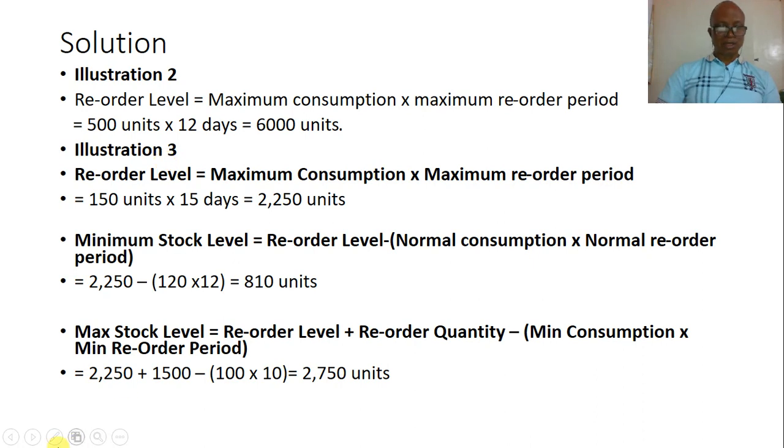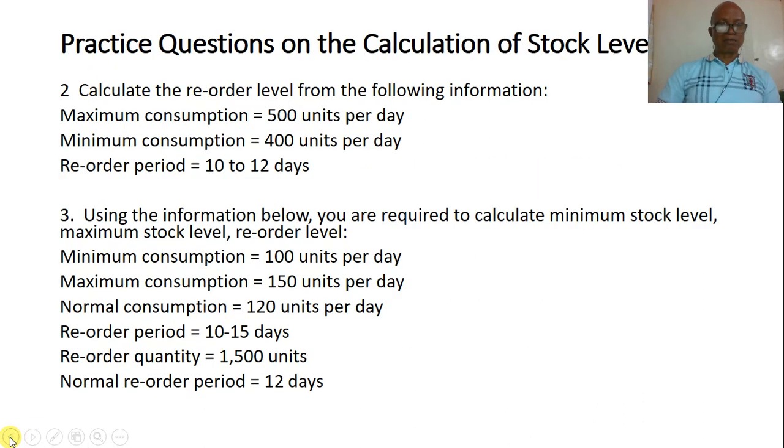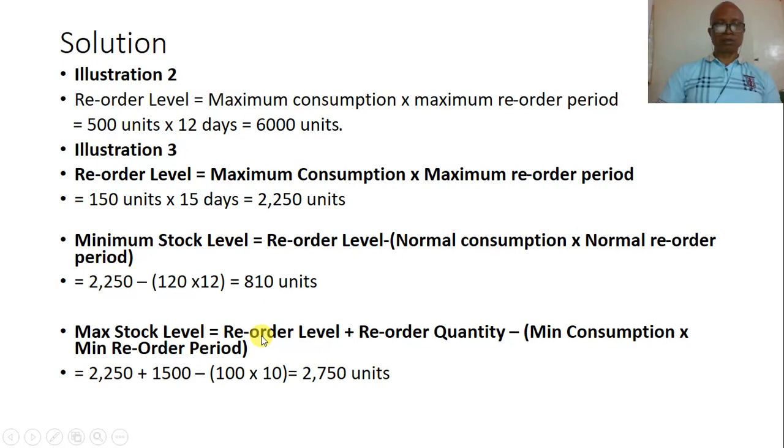Illustration number 3. Using the information below, you are required to calculate minimum stock level, maximum stock level, and reorder level. It's imperative that you start with the reorder level. Reorder level here is maximum units per day multiplied by the highest period, that's 150 times 15. That will give you your reorder level. That's 150 units times 15 days, so 2,250 units.